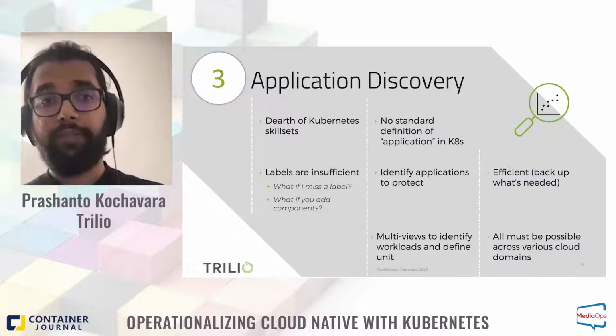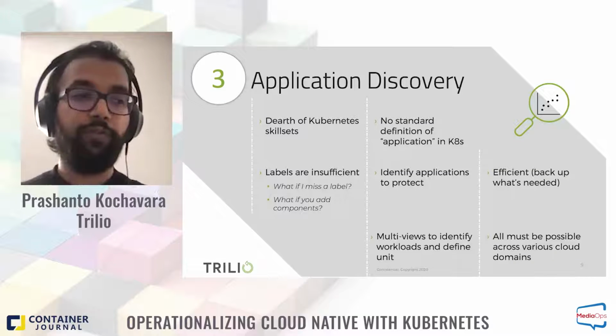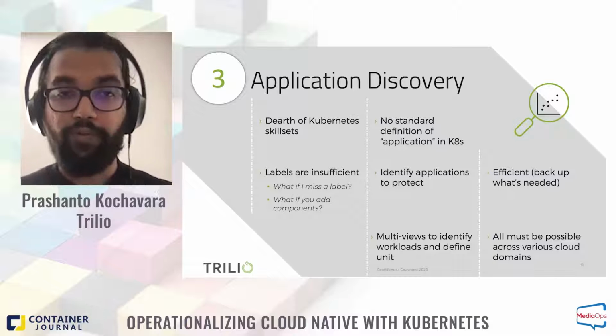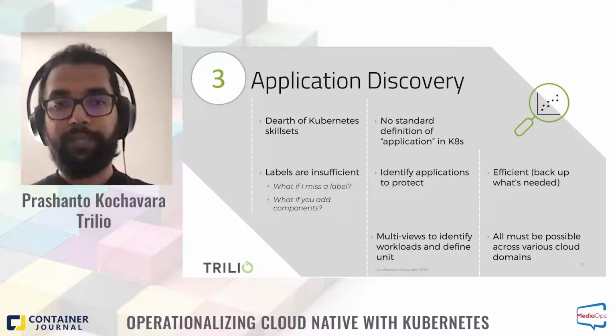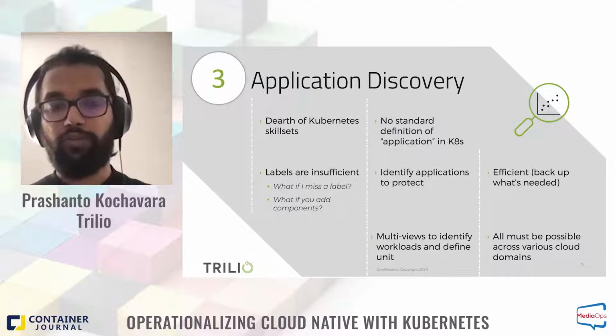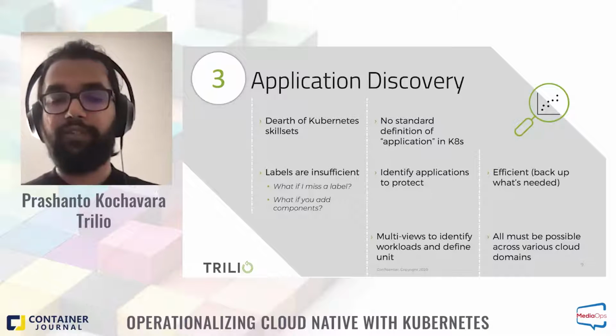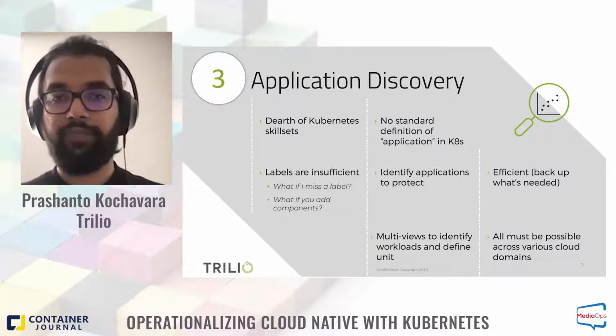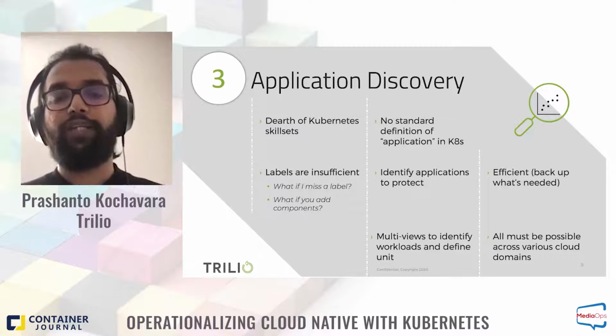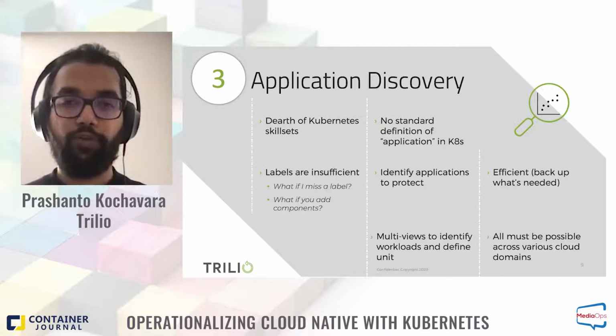Sometimes labels may not be sufficient. What if you miss labeling an item? What if you add more components? Cloud native applications are continuously going to grow. So how is someone going to continuously keep track of all these different labels that are running within a cluster? You want to be able to identify all your applications that you want to protect.